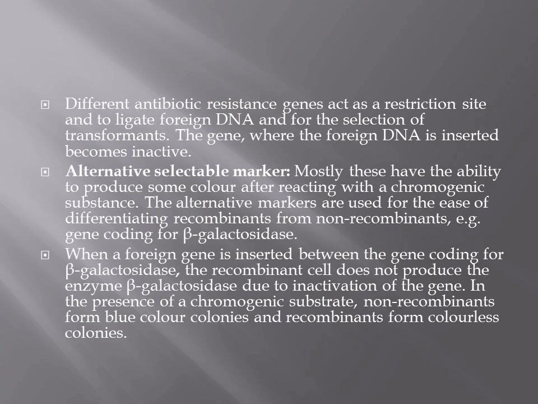When a foreign gene is inserted within the gene coding for beta-galactosidase, the recombinant cell does not produce the enzyme beta-galactosidase due to inactivation of the gene. In the presence of a chromogenic substrate, the non-recombinants form blue colored colonies and the recombinants form colorless colonies.